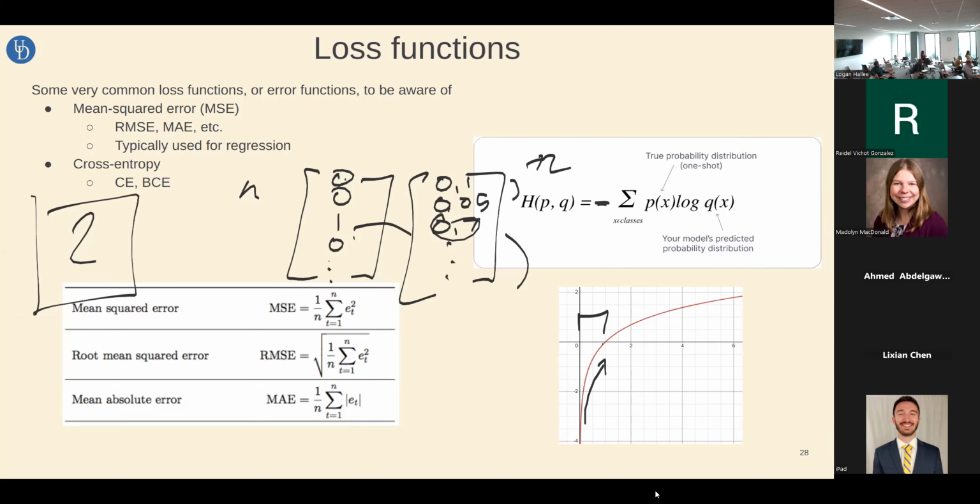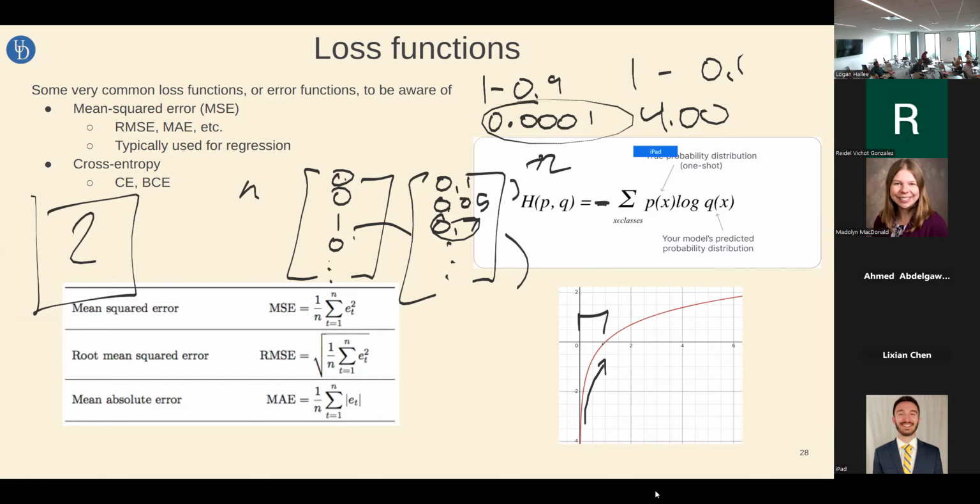Basically, when the probability is low, in the end our cross entropy is going to be much higher. And if the probability is high, our cross entropy is going to be very small. And we want this because this is basically our error. We want to minimize the error.